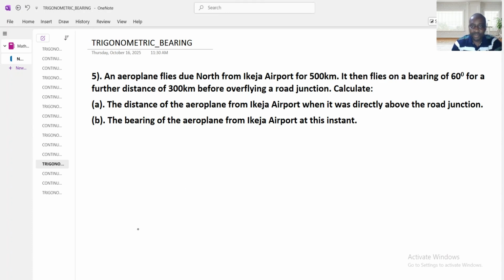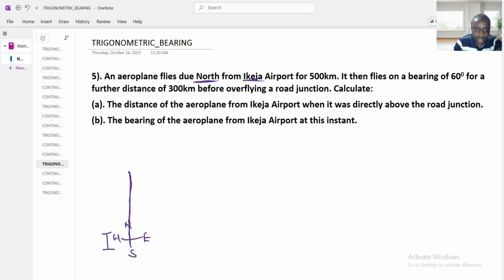Where is it starting from? The starting point is Ikeja Airport. Let's call it I. We have north, east, west, and south. And we are told that the plane flies where? North from Ikeja, 500.